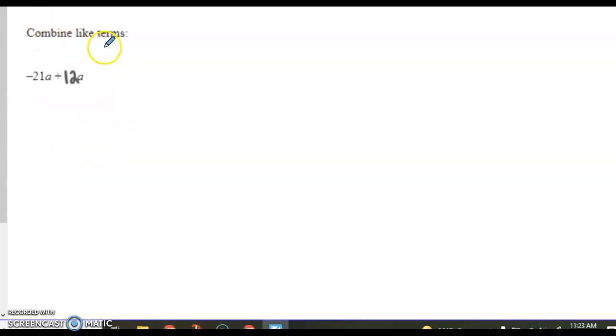For this one, it says to combine like terms. So I have negative 21a and positive 12a's. So since they both have the exact same letter, like we can call them both apples or whatever, they're both the exact same. So I just need to add or subtract the numbers. And in this case, I have negative 21 plus 12. I can do that in my calculator.